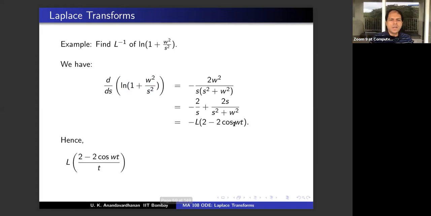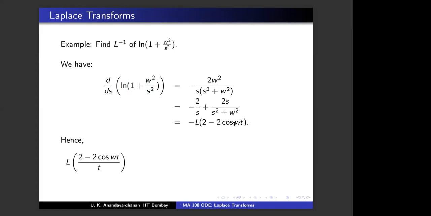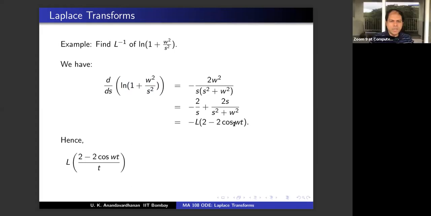So what you have done is, I have taken L of 2 minus 2 cos WT divided by t. So this is L of ft by t, and L of ft by t, the answer is integral from s to infinity of L of f.